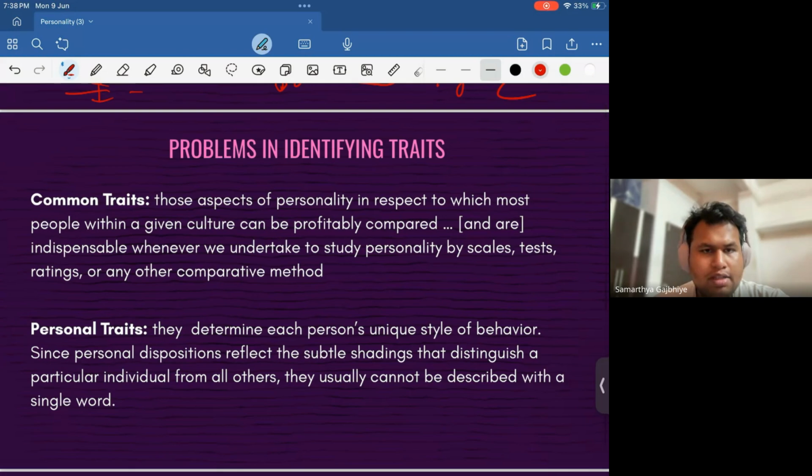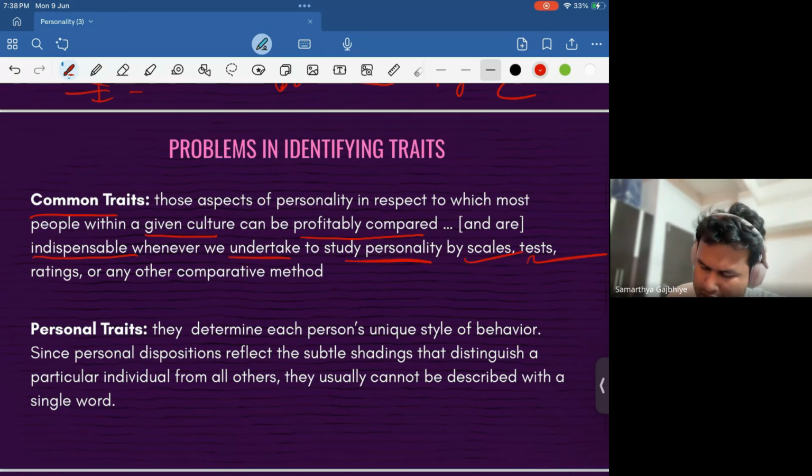Problems in identifying traits, right? Let's see some common types of traits: common traits, personal traits, general types of traits. Common traits: those aspects of personality in respect to which most people within a given culture can be profitably compared and are indispensable whenever we undertake to study personality by scales, tests, ratings, or any other comparative method. These are very big words.